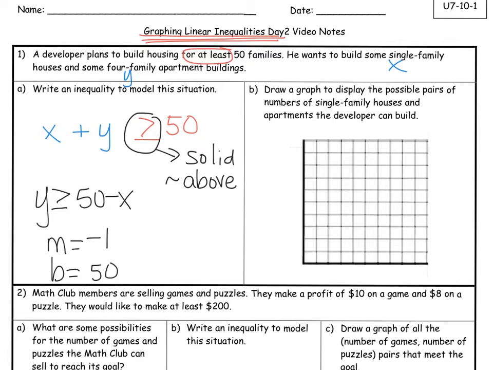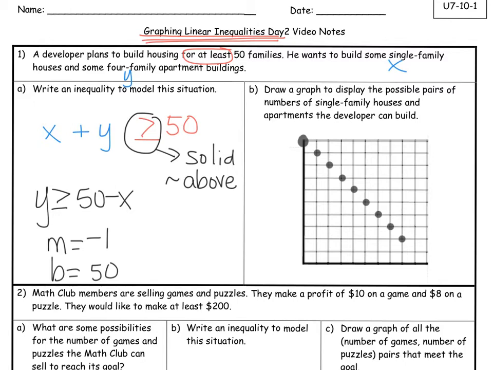So we're going to draw a graph to display the possible pairs of numbers of single-family houses and apartments the developer plans to build. So I'm going to graph using the slope and the y-intercept. The y-intercept is 50, which is right here, and the slope is -1. So it's just down 1 and to the right. So we're just going to graph it just like that.